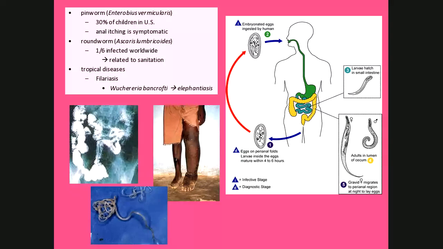Wuchereria bancrofti causes the disease or the condition known as elephantiasis. Now, before we go any further, it's not elephantitis, all right? It's elephantiasis. And let's talk how this works. Down below is the filarial worm. This is the worm that causes elephantiasis.